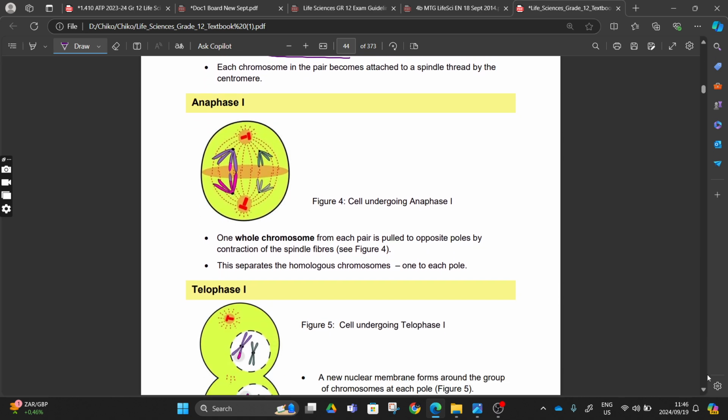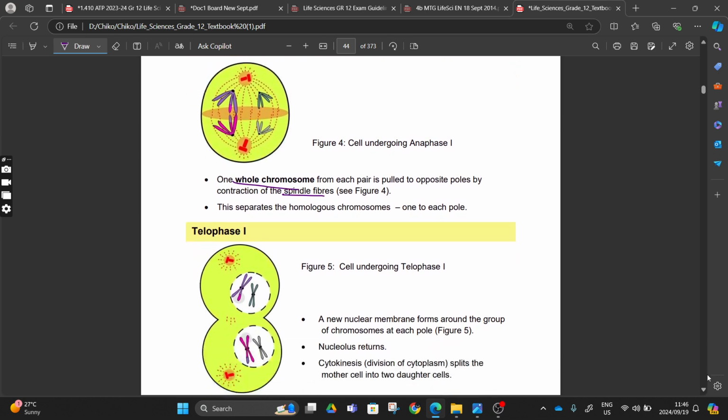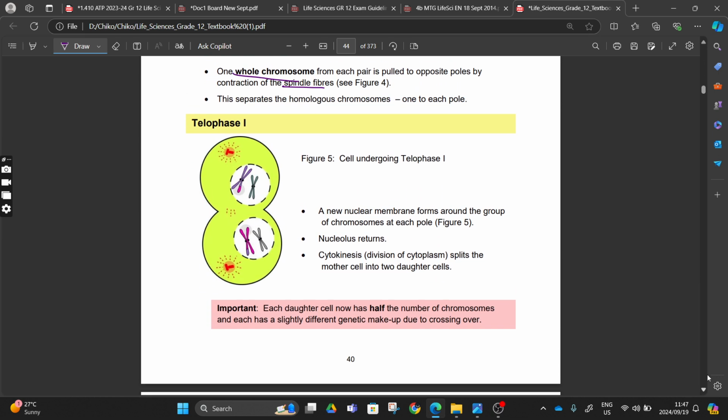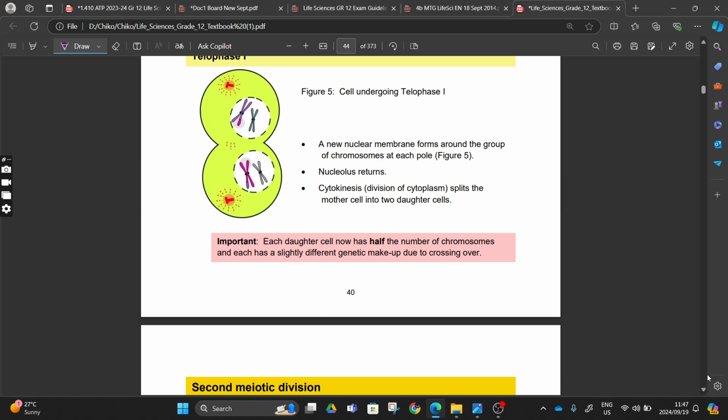With anaphase 1, the whole chromosomes are going to be pulled to the opposite poles by the spindle fibers, right? This separates the homologous chromosomes, one to each pole. And then from there we have telophase 1, where cytokinesis is taking place, splitting the mother cell into the 2 daughter cells.